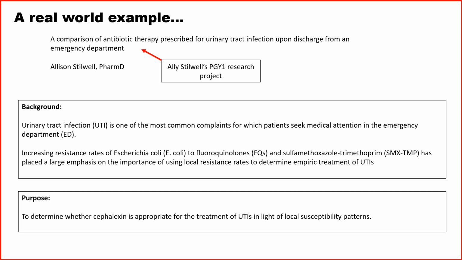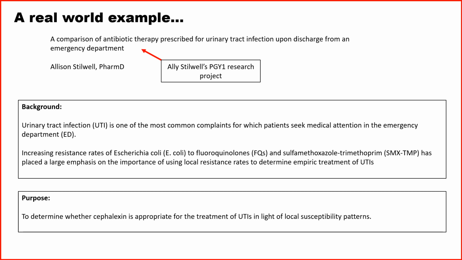Throughout this presentation, we're going to be using a real-world example, which is Ali Stillwell's PGY1 research project. It's titled A Comparison of Antibiotic Therapy Prescribed for Urinary Tract Infection Upon Discharge from an Emergency Department. And since we're going to be using this as an example of some considerations when designing retrospective research, I want to talk a little bit about the background for this project and the purpose so that these things are obviously going to play into our design considerations.